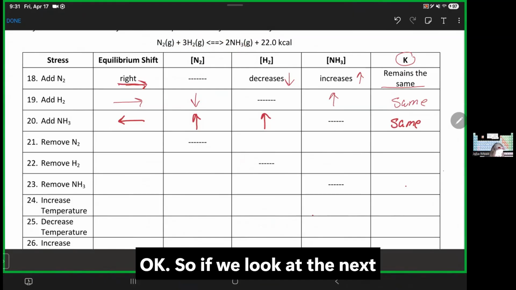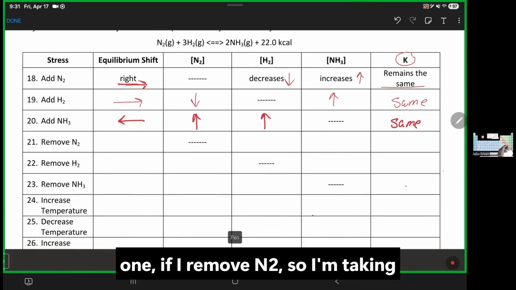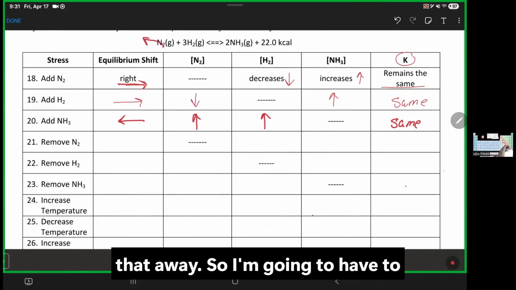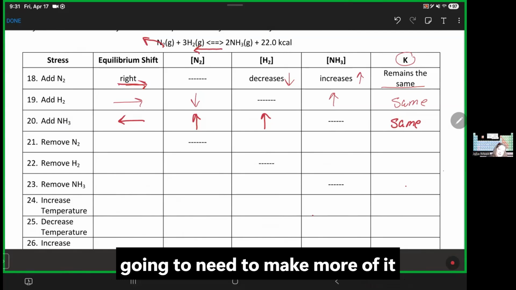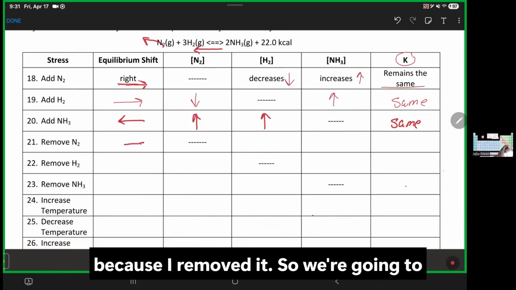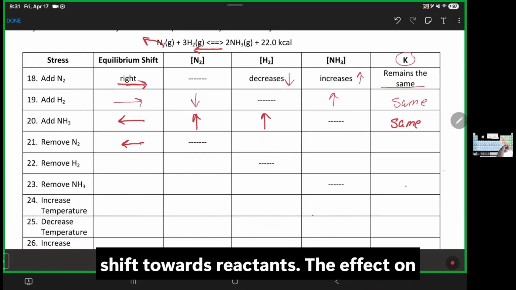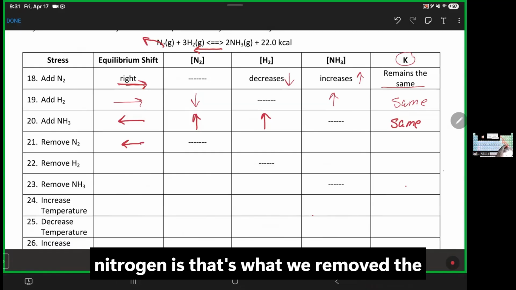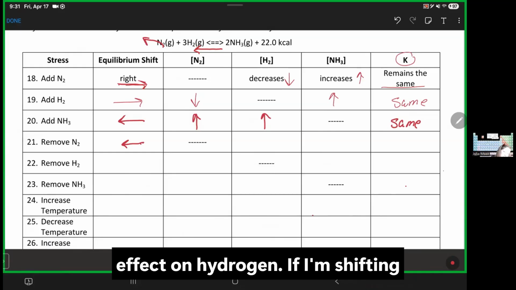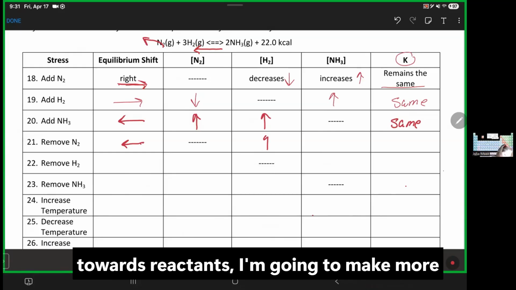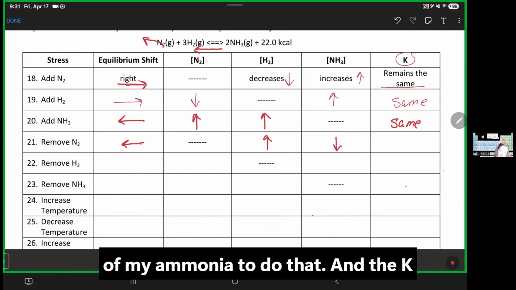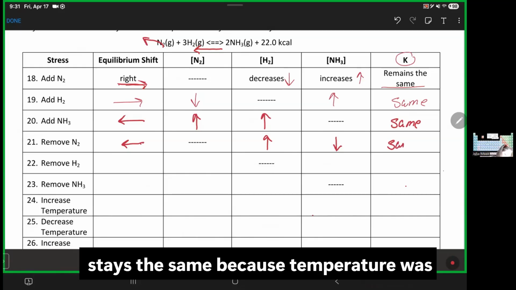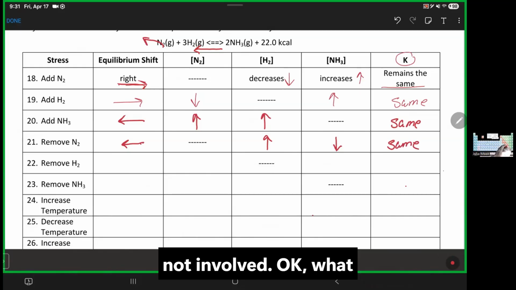Okay, so if we look at the next one, if I remove nitrogen, so I'm taking that away, I'm going to have to shift towards it to replace it. I'm going to need to make more of it because I removed it. So we're going to shift towards reactants. The effect on nitrogen is that's what we removed. The effect on hydrogen, if I'm shifting towards reactants, I'm going to make more hydrogen. And I'm going to use up some of my ammonia to do that. And the K stays the same because temperature was not involved.